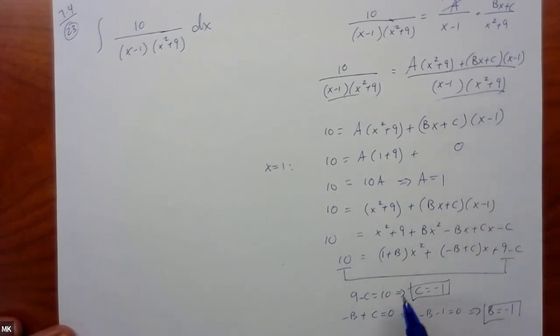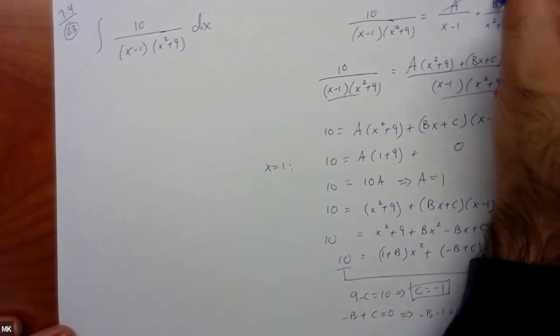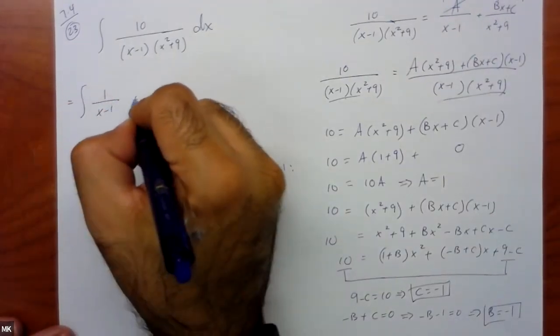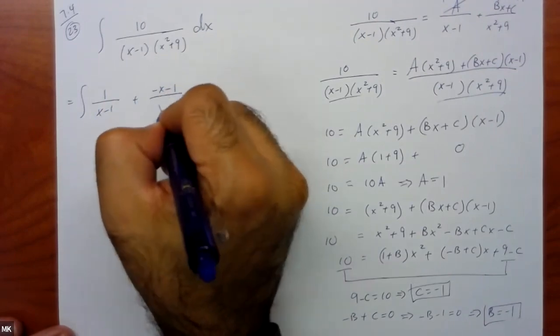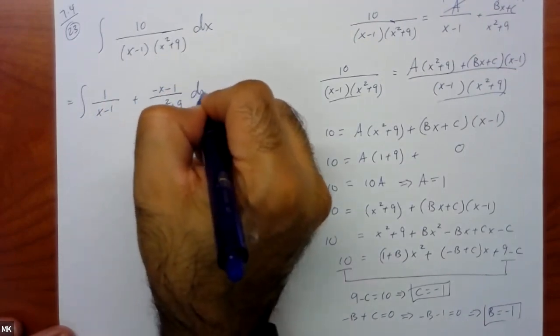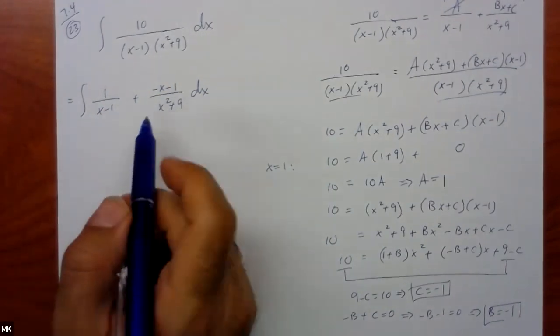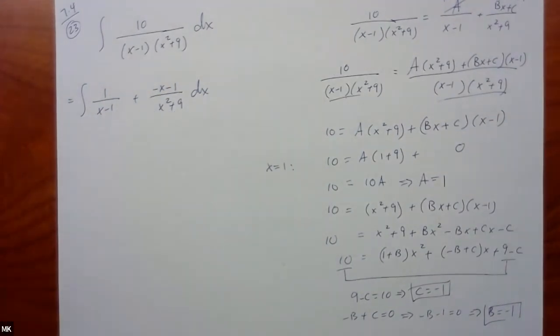So I got that. And of course, the last term, b minus 1 plus 1, would be 0 as well. So it works. So b is negative 1. Now my integral becomes very nice: x minus 1 plus negative x minus 1 over x squared plus 9. Okay, so far good. But it seems like I'm not having the same simple situation as before, because I have a very interesting integral here that I have to deal with.